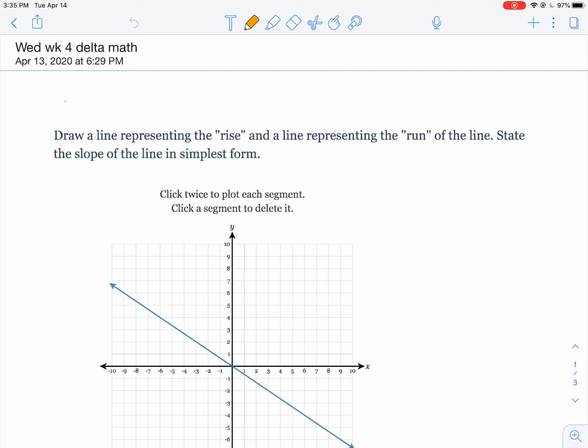on today's assignment. So the first set of problems asks you to draw a line to represent the rise and a line to represent the run of the line. Then state the slope of the line in simplest form. Now remember, slope is rise, which is up and down, positive up, negative down, over run, which is left or right. Left is negative, right is positive.